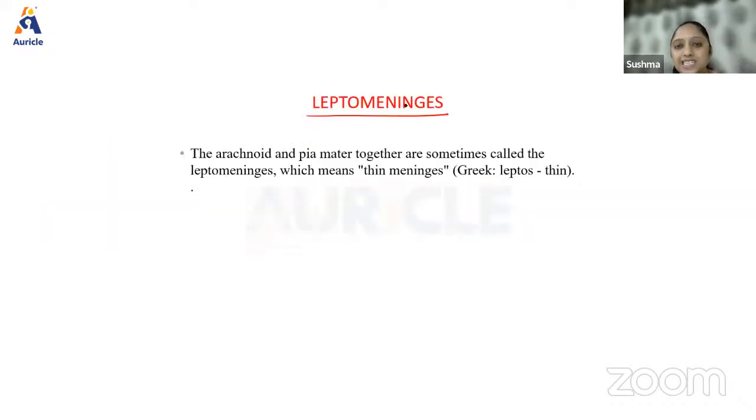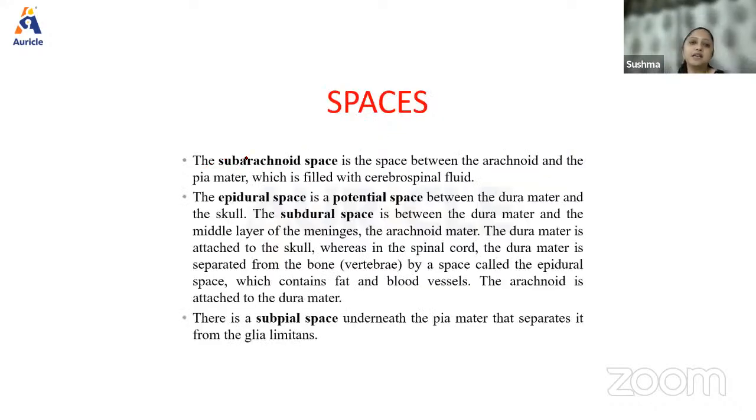Then we have a term called leptomeninges. It's not a fancy term. It means that arachnoid and pia mater together are called leptomeninges. That's it. Now let's look at the spaces. First is the subarachnoid space. The subarachnoid space is between the arachnoid and the pia mater, which is filled with the cerebrospinal fluid. I've already spoken about the epidural space and subdural space. Now, there is the subpial space between the pia mater and the glia limitans.